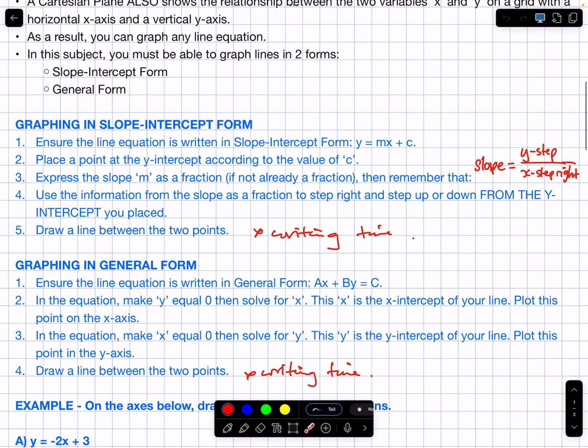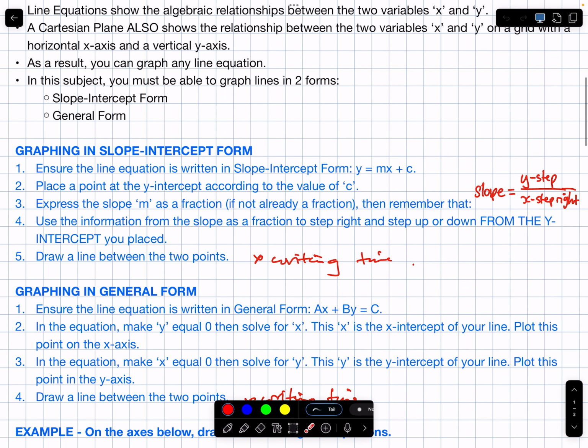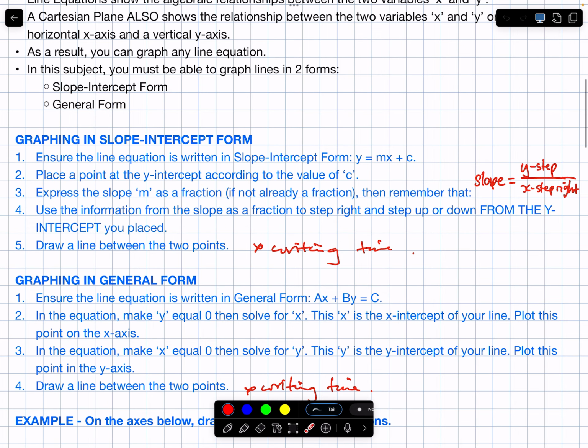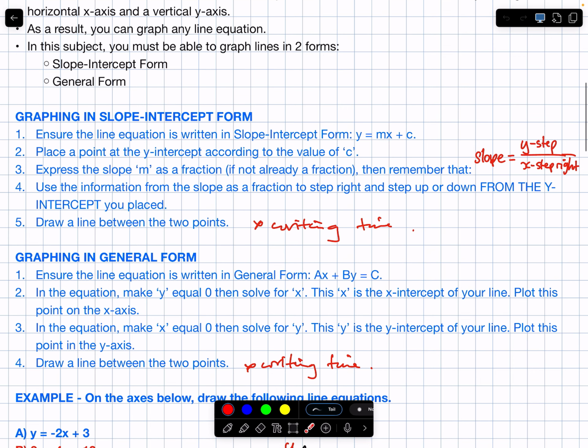Okay? So in this subject, you have to be able to graph lines in 2 forms, the first being slope-intercept and the second in general form. So these are how I would teach the steps to graph in slope-intercept form. So first step, make sure it's actually in slope-intercept form. You have to have y by itself equals something x plus c. That's the first step. Make sure it's actually in slope-intercept form.